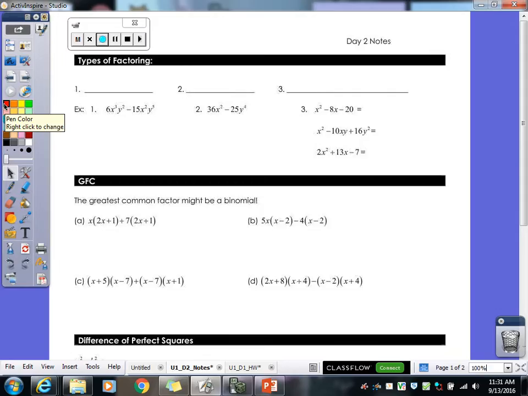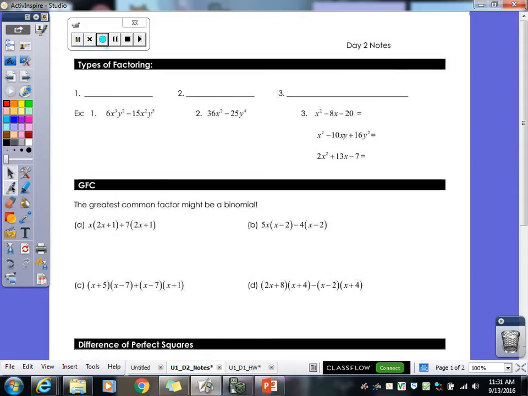GCF is one of them. So GCF, that's our first type. Dots is our second one. And then what's our last type? Trinomial. So then underneath each one, I have a few examples for us to go through.